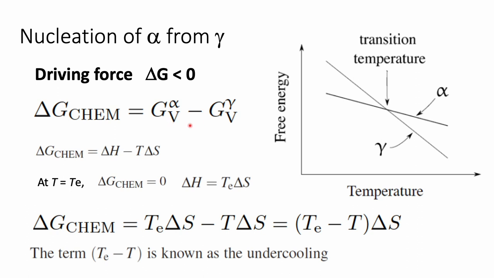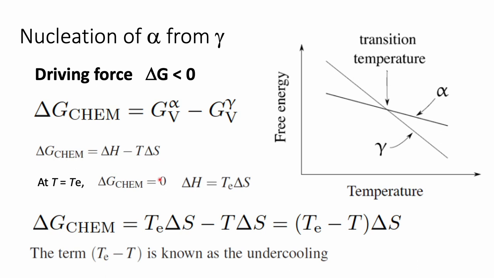Here we write as GV, talking about a unit volume free energy, both for alpha phase and gamma phase. And this gives you the contribution based on the chemical part for the free energy. We also understand delta G equals delta H minus T multiplied by delta S, which gives you the contribution from the enthalpy and entropy parts. Both give the contribution for the free energy. Then again, at the transition temperature, T equals TE, both phases, alpha and gamma, have the same free energy. That's why the delta G is zero.